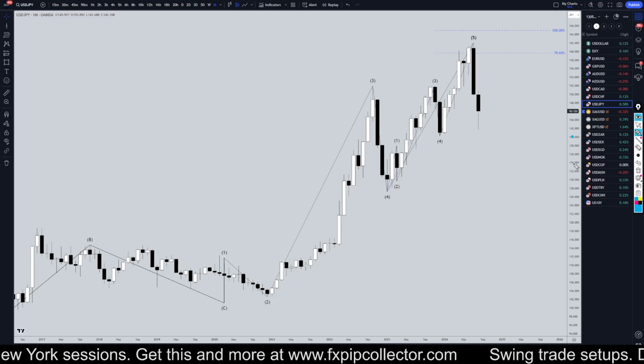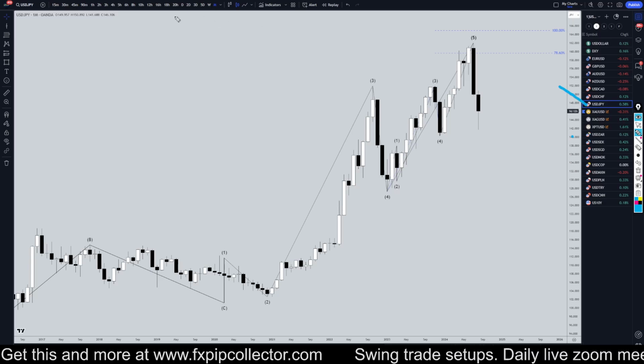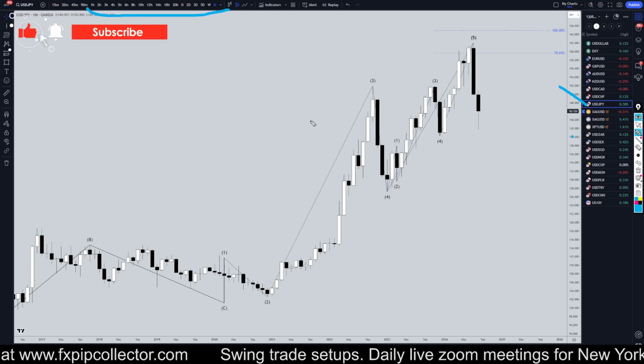Today is Wednesday, August 21st, and I'm going to be analyzing the US dollar yen starting on the monthly, working my way all the way down to the 1 hour time frame for the full top down analysis.